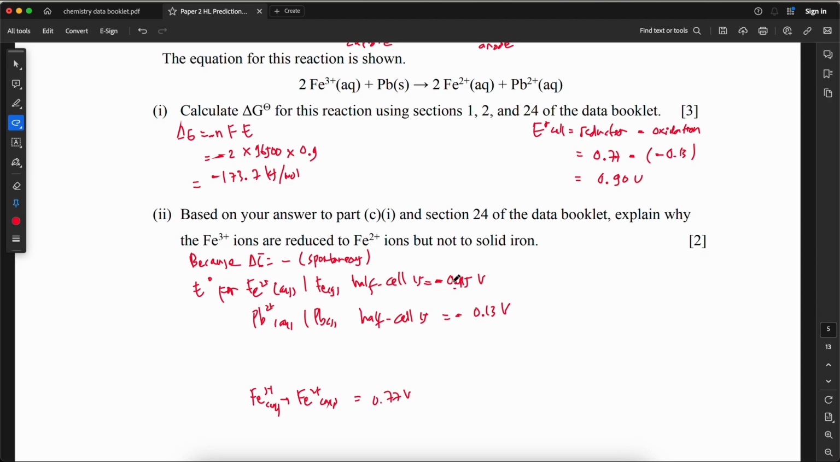Okay, so that's why Fe3 plus to Fe2 plus is used, because it is more positive, so it will produce a positive E cell, so it will produce the spontaneous reaction, rather than using Fe2 plus become Fe solid, which is less positive, so it will not be able to reduce the Pb, and the delta G will be positive.